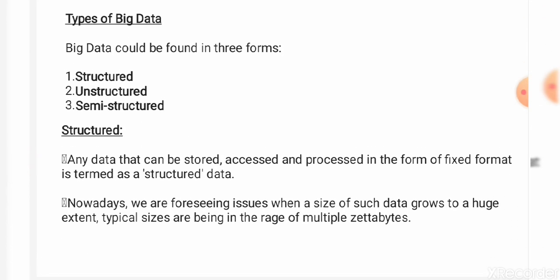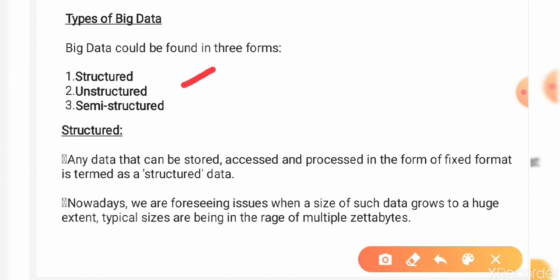Types of big data can be classified into three types: structured, unstructured, and semi-structured. First of all, we discuss structured data. Any data that can be stored, accessed, and processed in the form of a fixed format is termed structured data. Nowadays, we are foreseeing issues when the size of such data grows to huge extents. Typical sizes are in the range of multiple zettabytes.